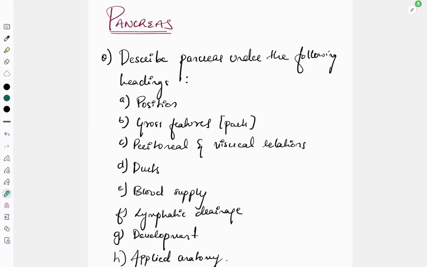Everyone, so today we are going to be learning about the pancreas. The pancreas can come as a 10-mark question in exams. So we will be learning about all these things listed below about the pancreas.